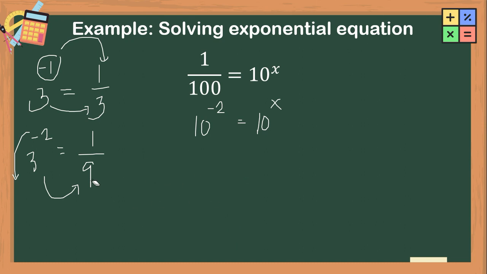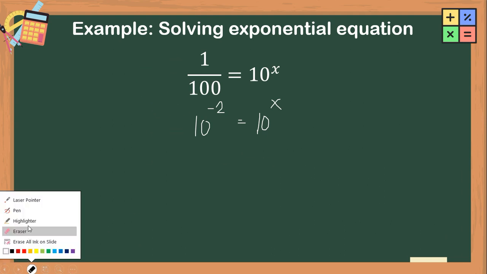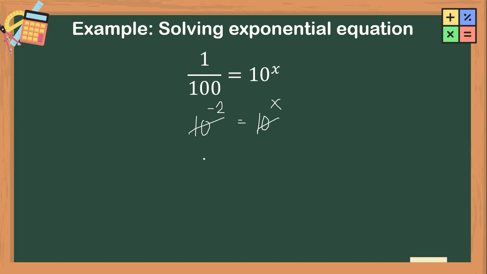So that's it. The 1 all over 100 is equivalent to 10 raised to negative 2. Because it's negative, if you're going to express 10 raised to negative 2 as a fraction, the answer is 1 all over 100. Okay? Since they now have the same base, we can eliminate the base, which is the 10. Then the final answer is negative 2 is equal to x. Get it?